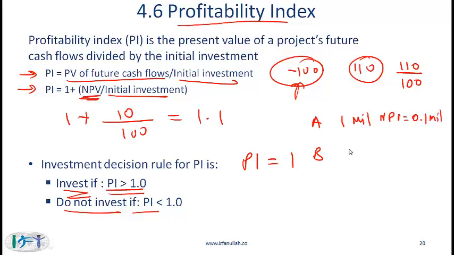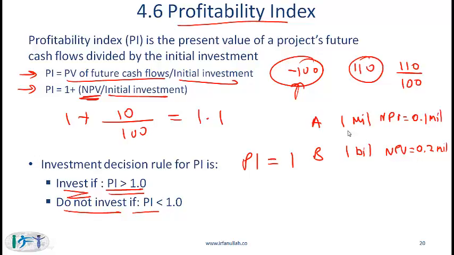In project B, the investment is 1 billion, so it is 1,000 times bigger, and the NPV is equal to 0.2 million. With project B, the investment is 1 billion and the NPV is 0.2 million. If projects A and B are mutually exclusive, then purely based on the NPV rule, we would select project B because it has a higher NPV. However, we would be missing an important point.